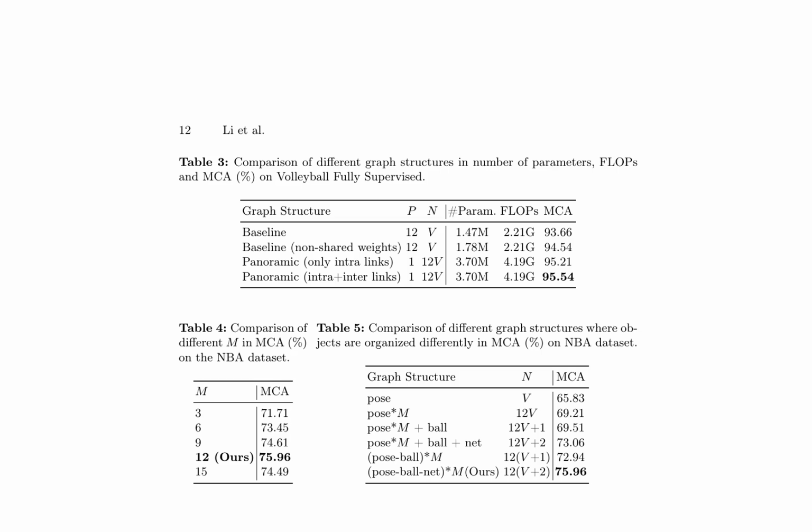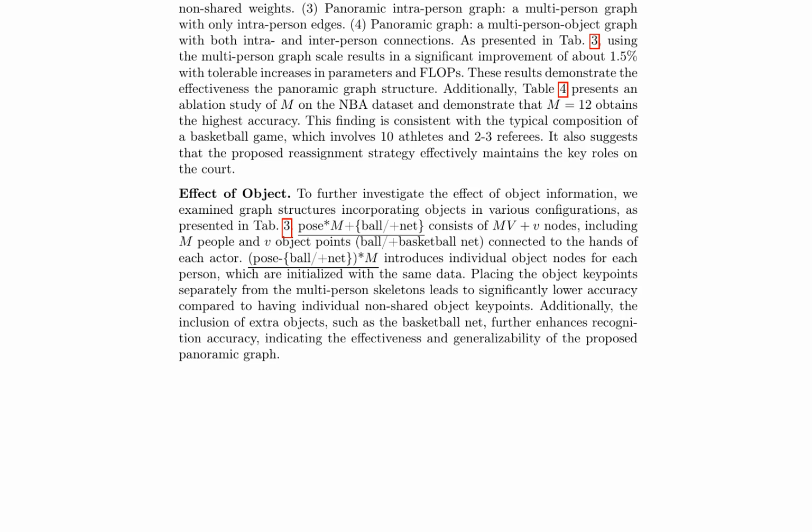An ablation study on graph structure is conducted, where different graph settings are experimented on the volleyball dataset. The results show that the proposed panoramic graph structure, which includes both intra- and inter-person connections, achieves a significant improvement of about 1.5% in MCA with tolerable increases in parameters and FLOPs. The effect of the number of graphs, M, is also investigated, and the results demonstrate that M equals 12 obtains the highest accuracy, which is consistent with the typical composition of a basketball game.